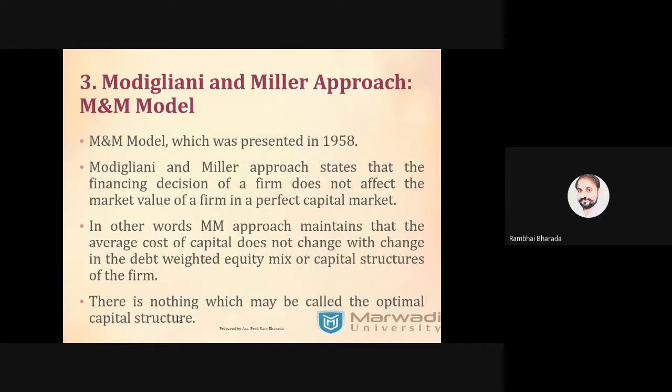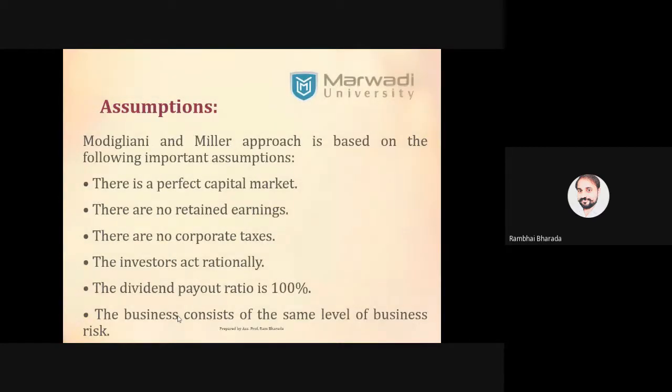According to this, there is no optimum capital structure in the real world. Assumptions: the market is perfect, the capital market is perfect, no retained earning, no corporate tax, investors are rational, 100% dividend, and the risk remains the same. These are the assumptions that you need to remember.